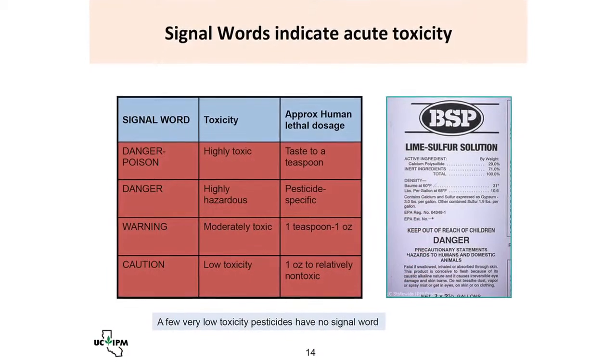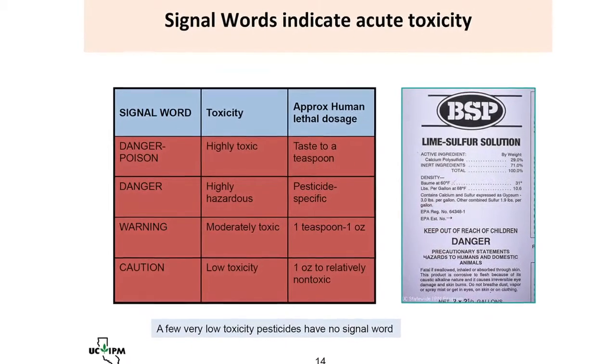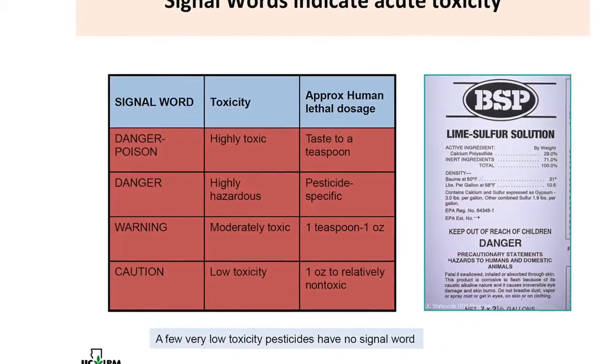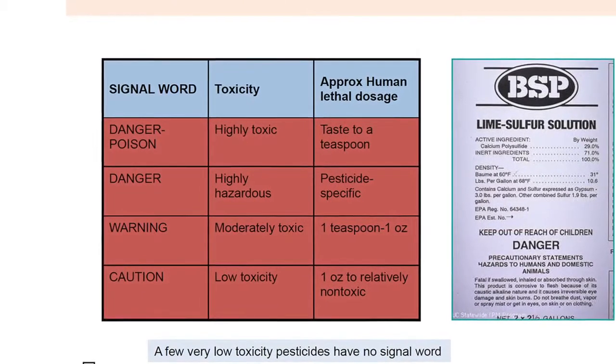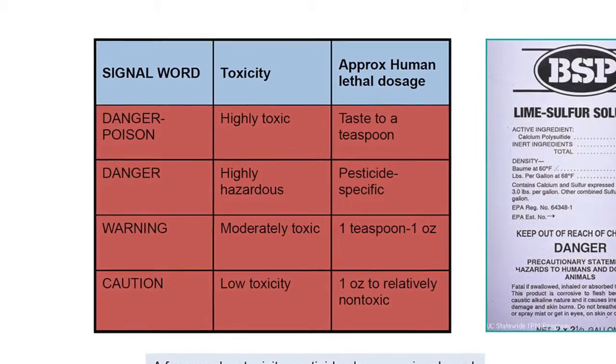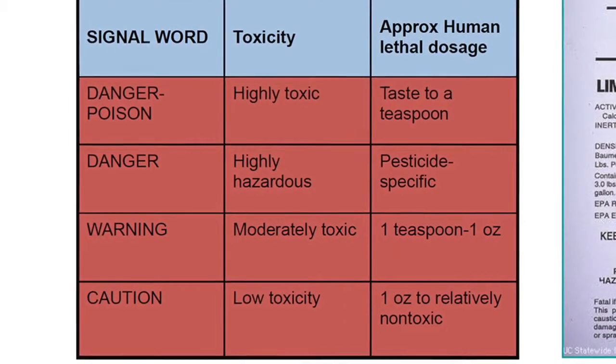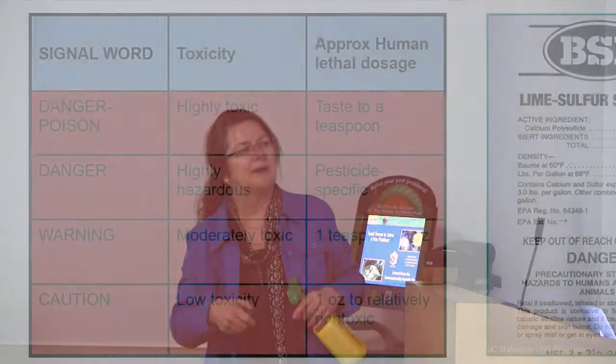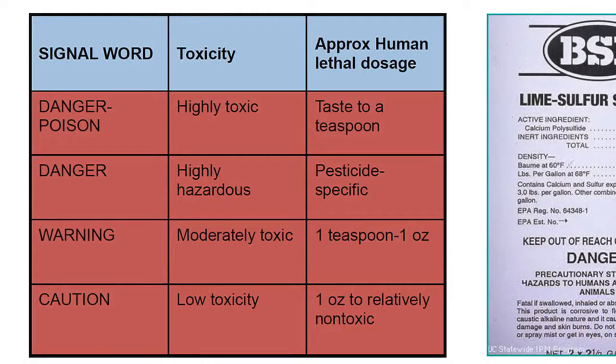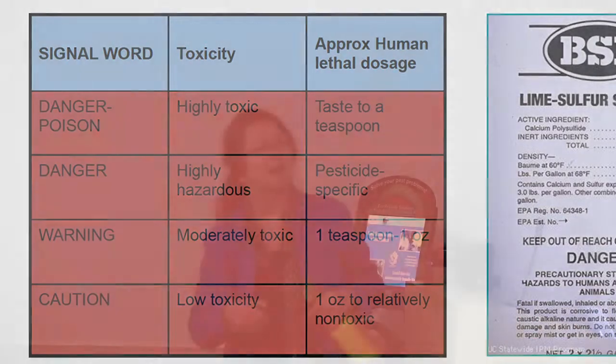There are signal words. The signal words give you a very gross idea of how acutely toxic these materials are, should you take some in orally or on your skin. And so they are danger, warning, and caution. The least toxic are caution. Second least are warning. 1 teaspoon to an ounce will kill you. Danger, it's pesticide specific, but it can be just a taste to a teaspoon. So these are really toxic things.